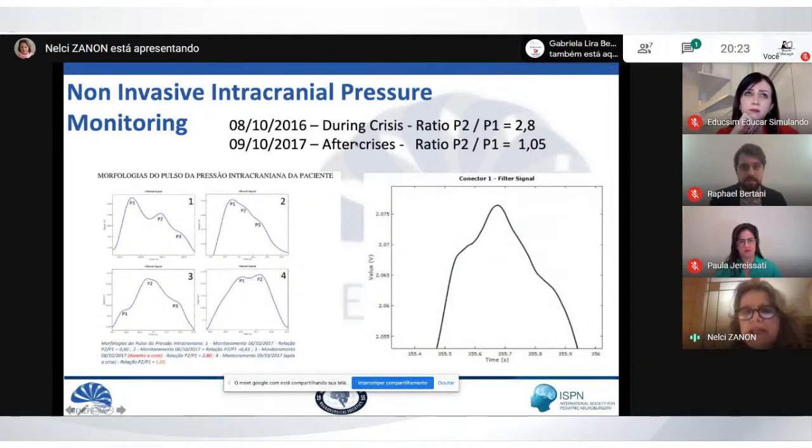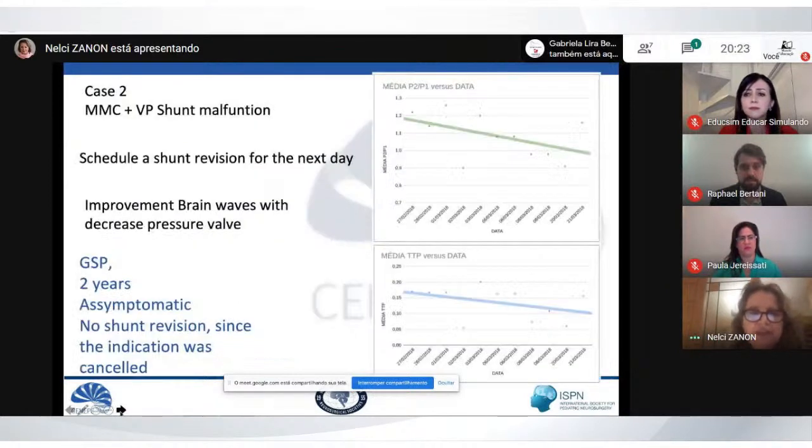And now we have the numbers. When she was in the pathological state, the ratio P2 to P1 was 2.8. After the headache, the P2 came better, but abnormal. It doesn't arrive at 0.8. We need several days to arrive there in some cases.